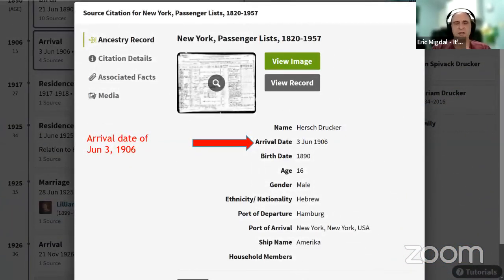Here's the passenger list when he sailed across the ocean from Hamburg, Germany at age 16. This document states that he arrived on June 3rd, 1906. So now we have the 2nd, the 3rd, the 4th. Which one is it? It also lists the ship's name, America, so you can look up information about the ship itself.